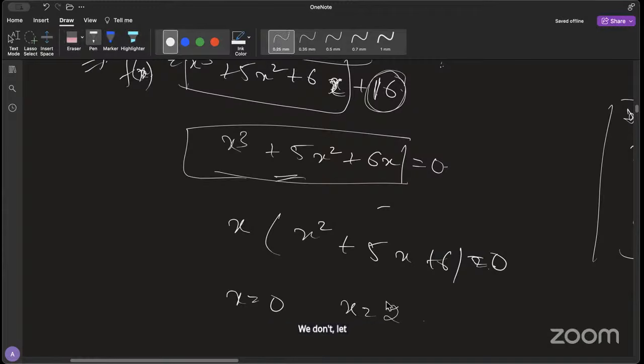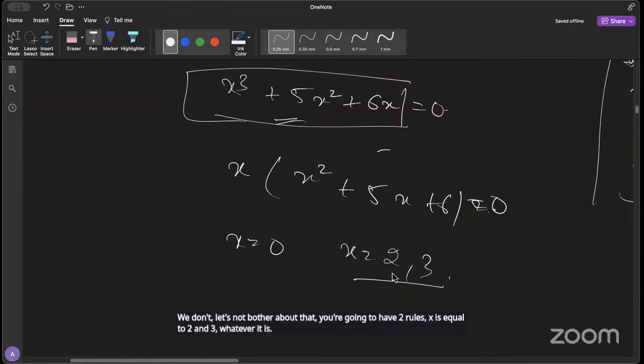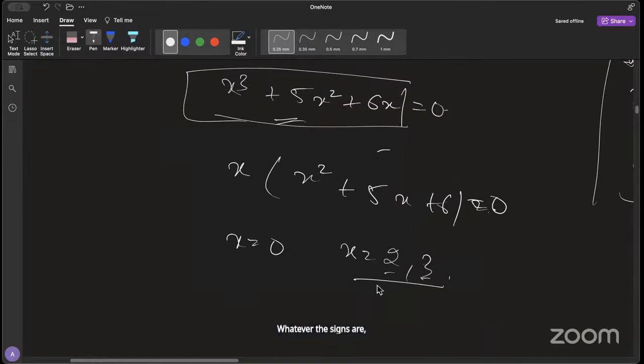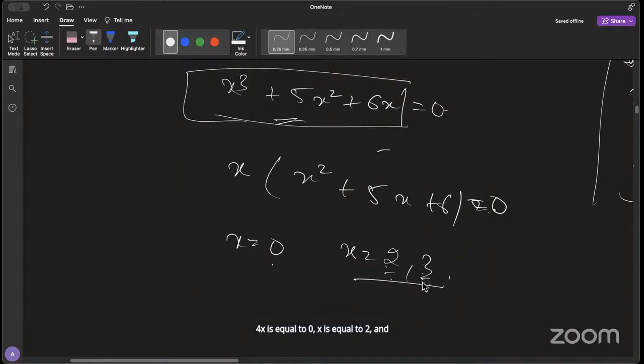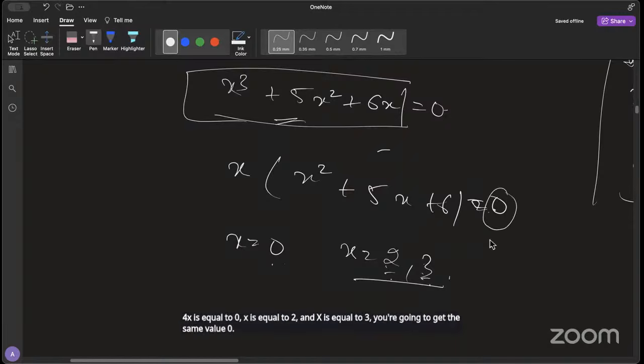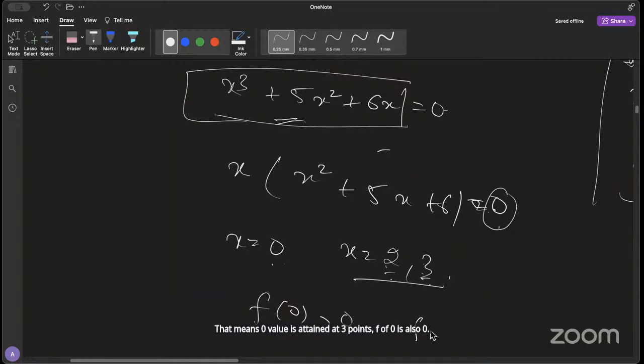Let's not bother about that. You're going to have two roots, x equals 2 and 3, whatever the signs are. We're not bothered about the signs, but you're going to have two roots from here. That means for x equals 0, x equals 2, and x equals 3, you're going to get the same value 0. That means the 0 value is attained at 3 points. F of 0 is also 0, f of 2 is also 0, f of 3 is also 0.